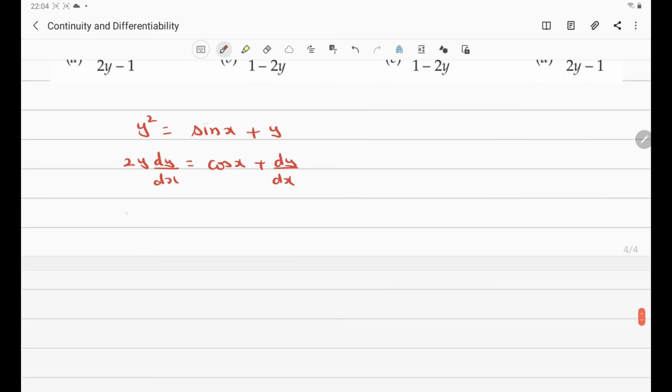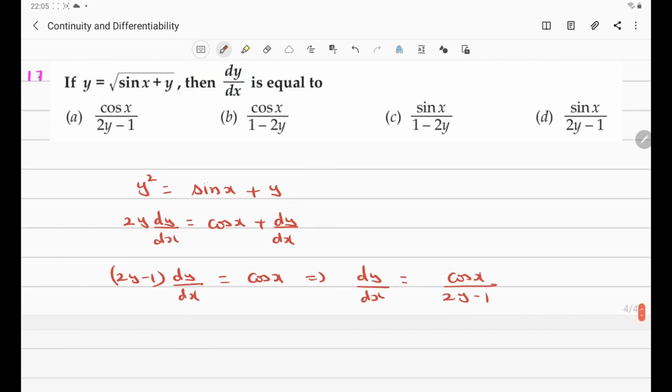So we find dy by dx. Now by writing 2y minus 1 dy by dx is equal to cos x, we get dy by dx is equal to cos x by 2y minus 1. So the right option is option A.